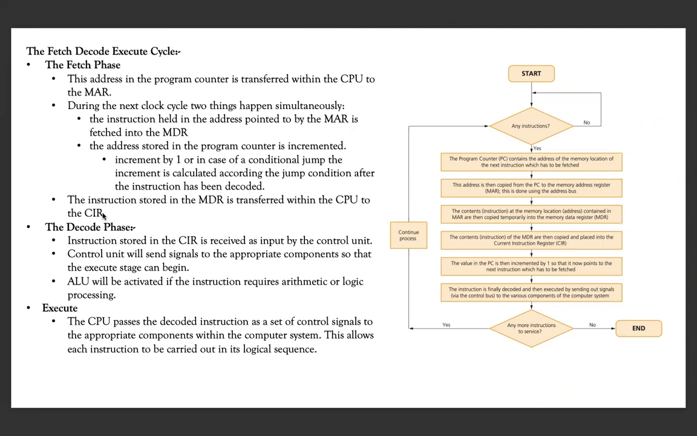Let's look at the decode phase. The instruction stored in the CIR is received as an input by the control unit. The control unit will send signals to the appropriate components so that the execution stage can begin. The ALU will be activated if the instruction requires arithmetic and logic processing. So basically, right now, the instruction has reached my control unit, and my control unit will, first of all, convert that instruction, specifically the opcode, into its own processor instruction set. That is essentially the decode phase.